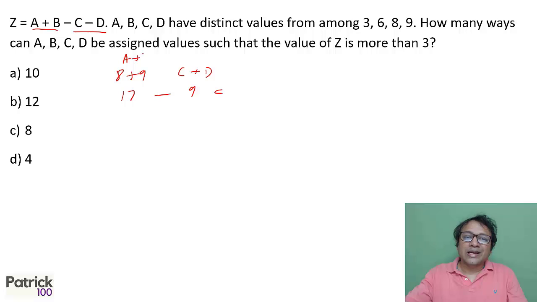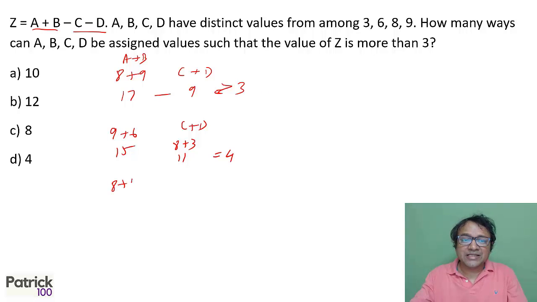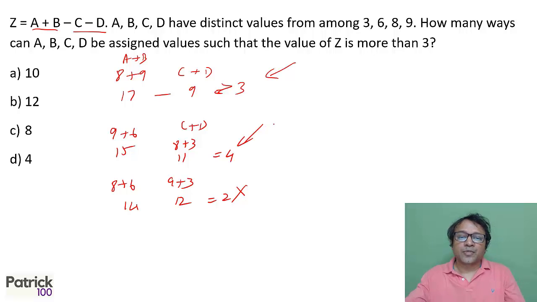Now, let's take the other values, the next highest. It could be 9 and 6, that is 15. C plus D can be 8 plus 3, 11. The difference is 4, more than 3. If you take the next highest, that is 8 plus 6 and 9 plus 3, this becomes 14, this becomes 12, the difference is 2. So this doesn't satisfy. So only 2 cases.